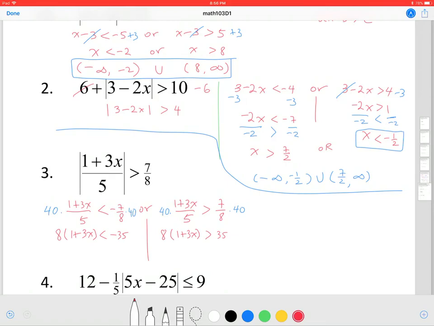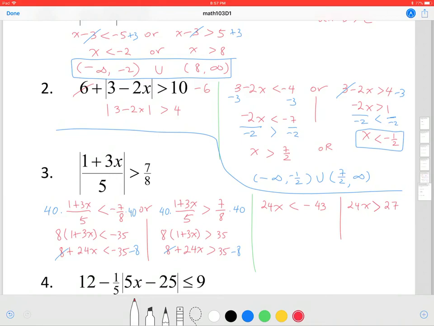Then let me go ahead and distribute. 8 plus 24x is less than negative 35, or 8 plus 24x is greater than 35. Obviously I don't have enough space, so let me move over to the right hand side. What we have is subtract 8, so we will have 24x is less than negative 43, and 24x is greater than 27, which is 35 minus 8.